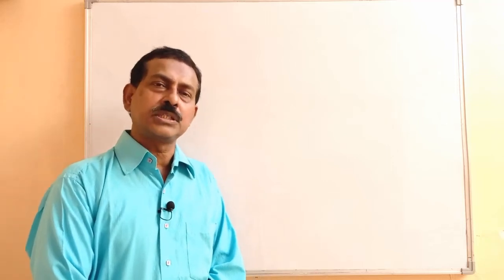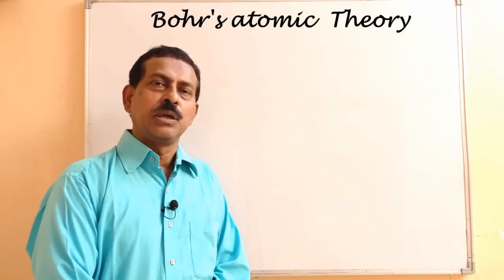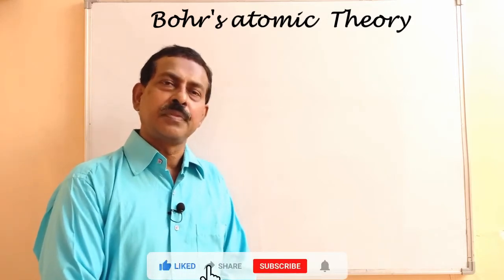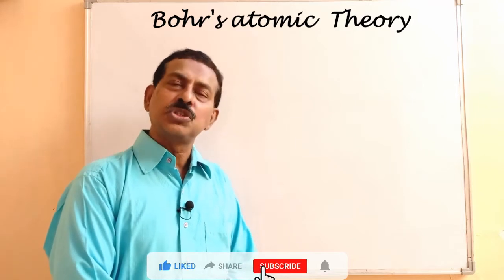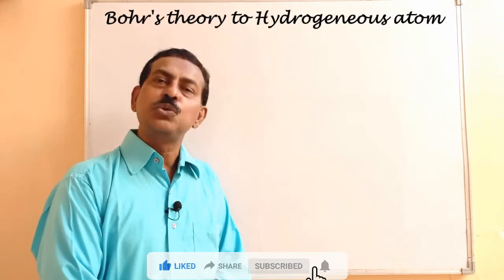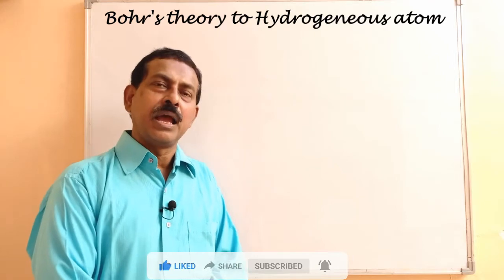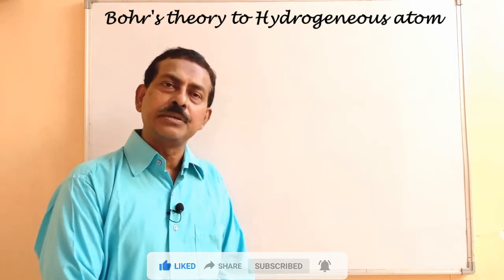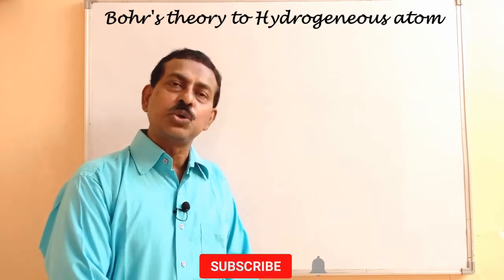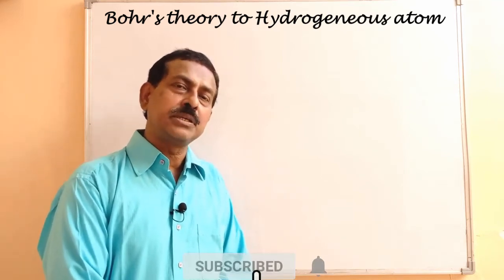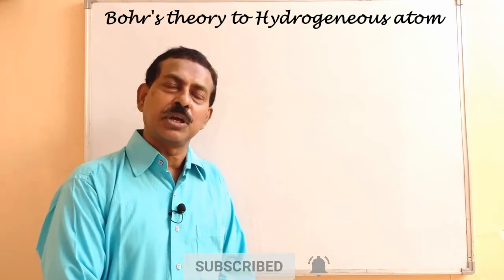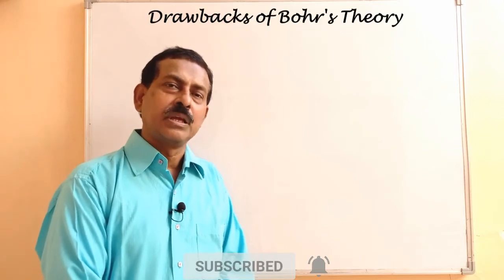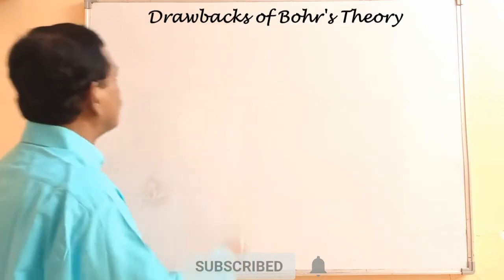Today we are going to discuss Bohr's atomic model. We'll discuss the details of Bohr's atomic model, and then we'll apply Bohr's theory to a hydrogenous atom. From that we'll get the expression for the radius of the orbit of the electron, the velocity of the electron in a particular orbit, the energy of the electron in any particular orbit, and also the energy of transition.